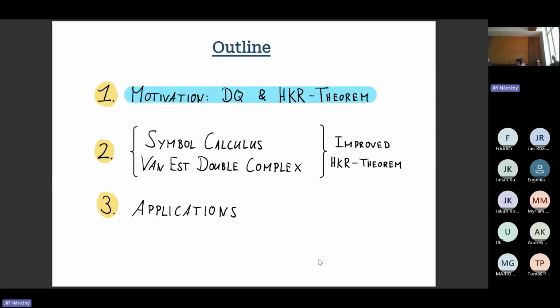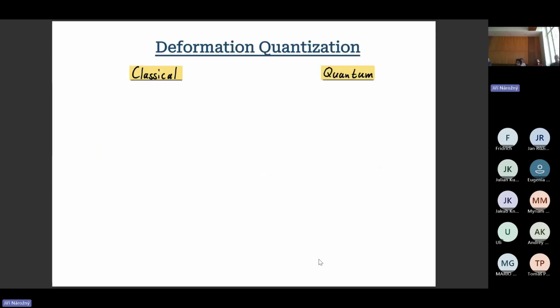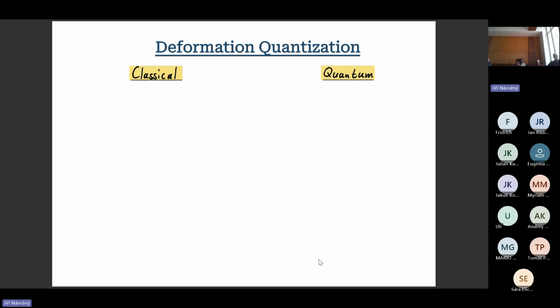Okay, so let's start with a little bit of motivation. Since I'm here in the mathematical physics seminar, I start with quantization. Quantization in general is the idea to go from classical physics to quantum physics. Now, in deformation quantization, you would start on the classical side by giving a classical mechanical phase space in terms of a, let's say, symplectic or more general Poisson manifold. So it's a smooth manifold with a Poisson bivector field.